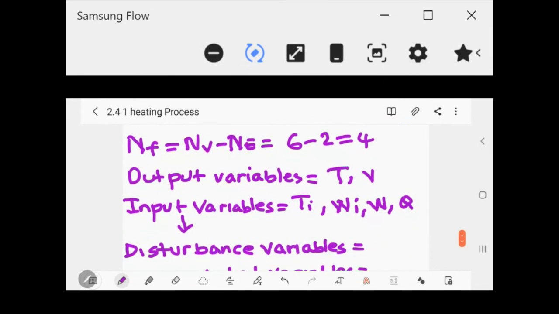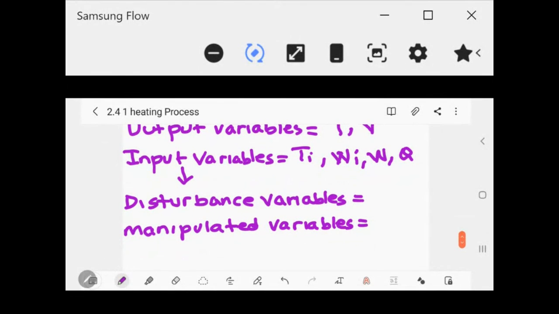Again, please help me here. What are our disturbance variables? Alex, I think you've mentioned manipulated variables. Definitely, Eden, those inlet temperature and inlet flow. And then Alex has told us also our manipulated variable. I hope I'm right with this.